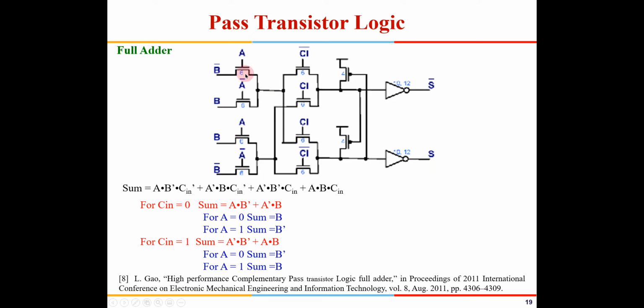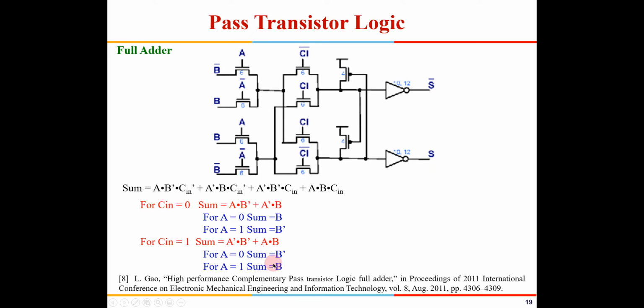Right? And similarly, I take Cin equal to 1, right? If I take Cin equal to 1, then the sum expression reduces to this. Right, and then I take A equal to 0, what is the value of sum? A equal to 1, what is the value of the sum? So now this is Cin equal to 1, this is the path, right? And again I have two conditions, A equal to 1 and A equal to 0. Okay, A equal to 0 represents this switch will be switched on, so A bar. So that is what A bar, sum B bar, so I have put B bar here.